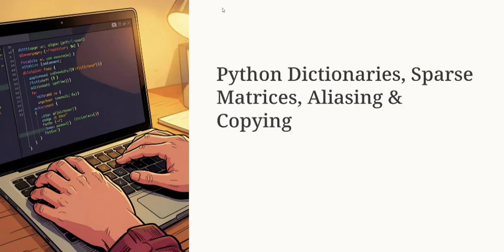Number 1, dictionaries and dictionary operations, dictionary methods, sparse matrices using dictionaries, aliasing, shallow copy, and deep copy. These concepts are very important because they help us store and manage data efficiently. So let's begin with dictionaries.